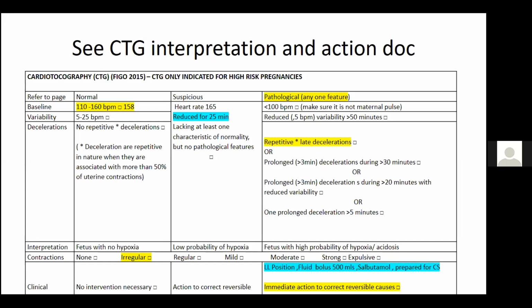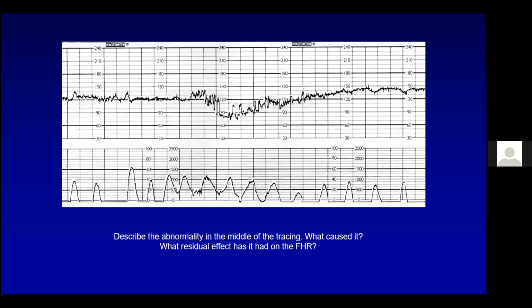So you can write with your hand that you put the patient on the left lateral position, you give a fluid bolus, you can give a salbutamol, and you prepare for a seizure. So when you see late decelerations or abnormal features, there is a space here to say immediate action to correct the reversible causes. And then you can just put in your shorthand some of the things that you did. So there is a space for the time and the date of the CTG. So this is expected of your colleagues in terms of the CTG.